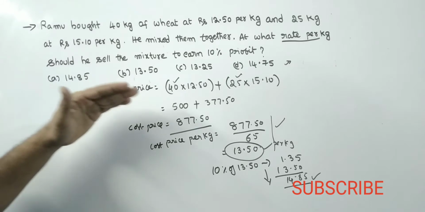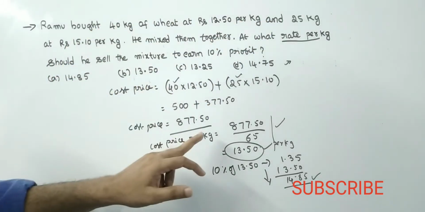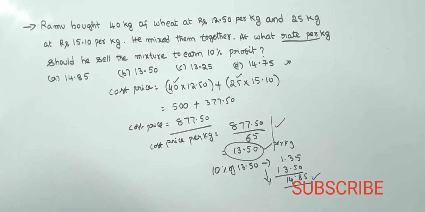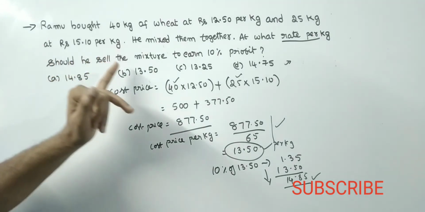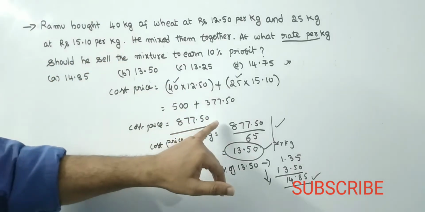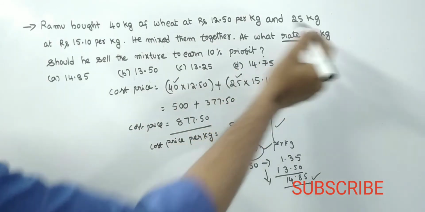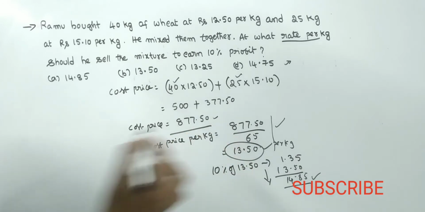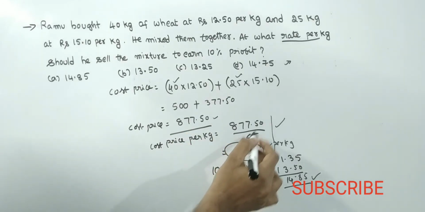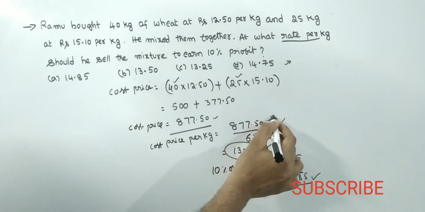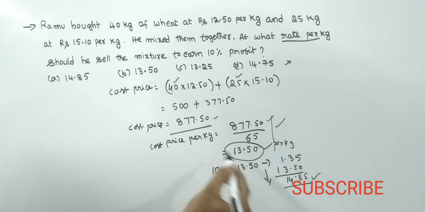I just found the total cost price of the 40 kgs and 25 kgs. That is 877.5 rupees. What he is asking: at what rate per kg should he sell the mixture to earn a 10% profit? He is asking rate per kg. Then I have calculated the rate per kg after mixing. Then the total number of kgs is 65. Then the total amount is 877.5. Then I got 13.5 rupees per kg after mixing.